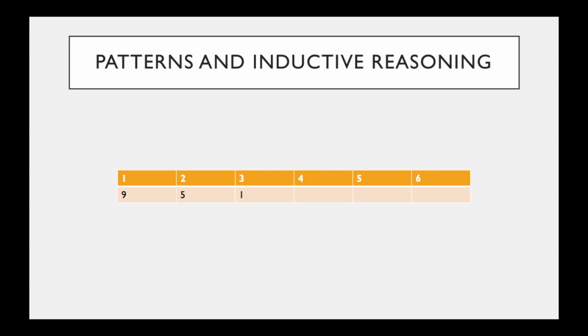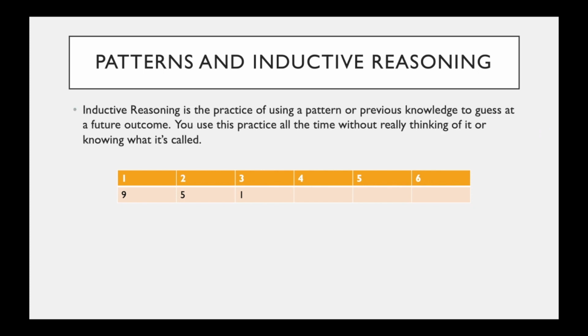Okay, welcome back. Today we're going to be talking about patterns and something called inductive reasoning, which is a $5 word for something that you probably do quite a bit in your life. So inductive reasoning is the practice of using a pattern or previous knowledge to guess at what the future will be. You almost certainly use this all the time without thinking or even knowing what it's called.